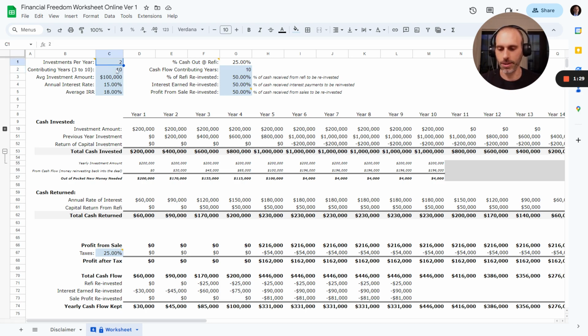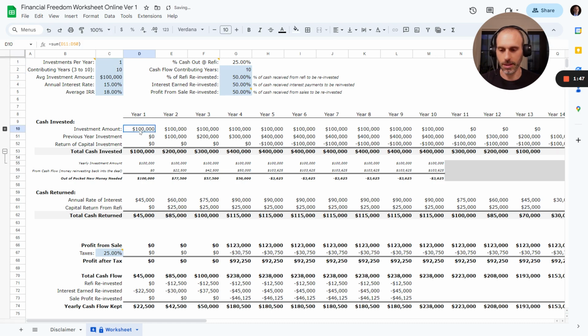So the first thing here is a number two. Number two is just saying we're going to invest twice a year into a project. And when we change this to one, it'll update the numbers here for each year. So let's walk you through some of the other pieces here.